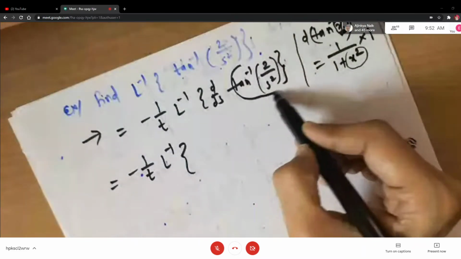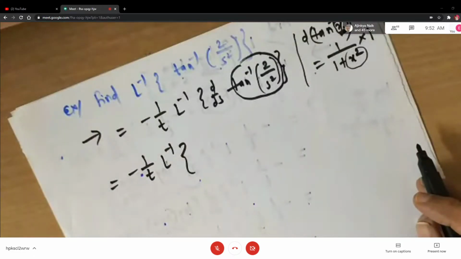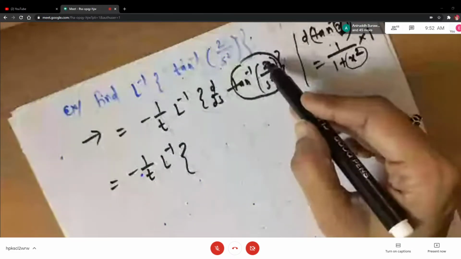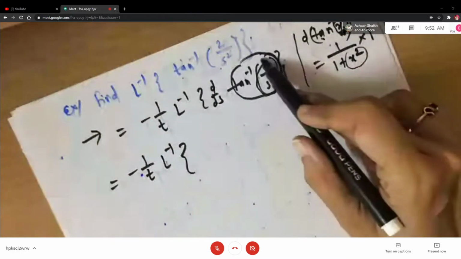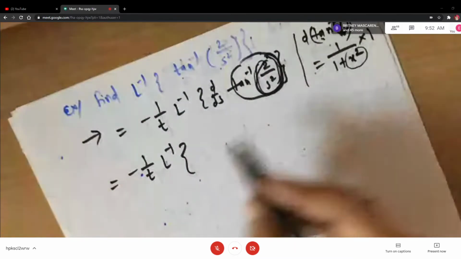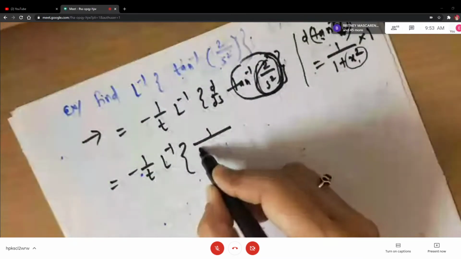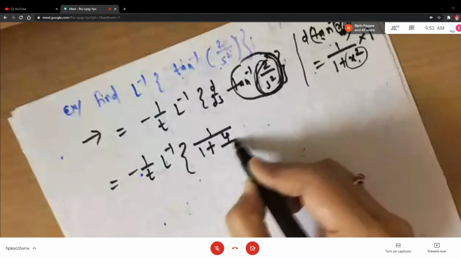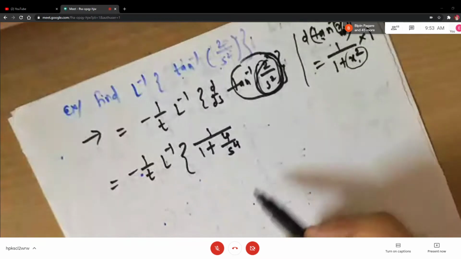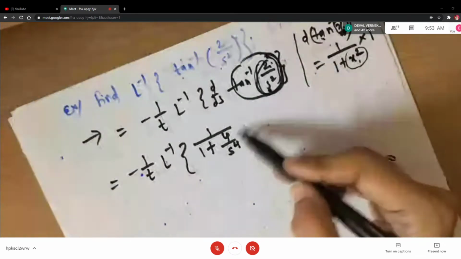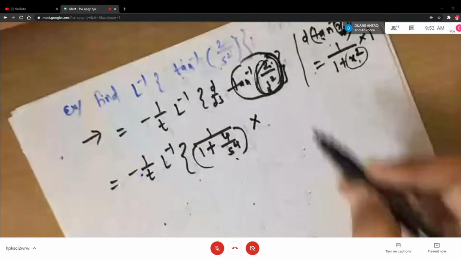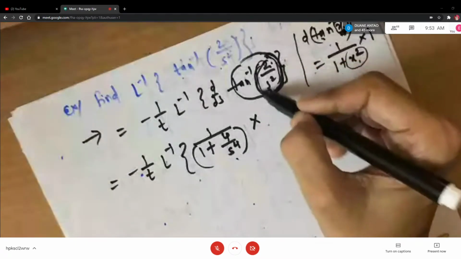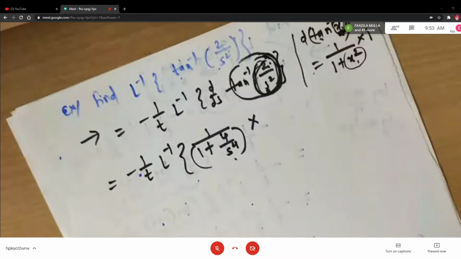Now this whole term is your x, students. Correct? 2 by s square is your x. Tan inverse of something, and that something is your x. So let us substitute, students. It is 1 upon 1 plus x square. X square means what? 2 by s square the whole square, 4 by s raised to 4. 2 square is 4 and s square the whole square is s raised to 4. Done. Into what? Derivative of this bracket, 2 by s square. Correct?